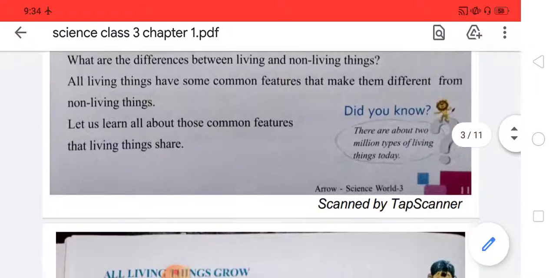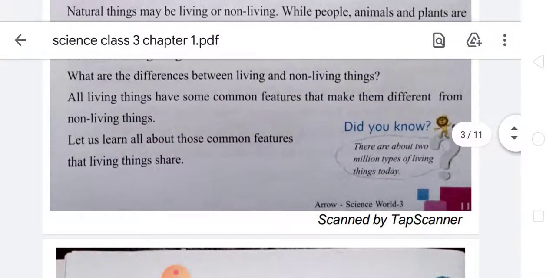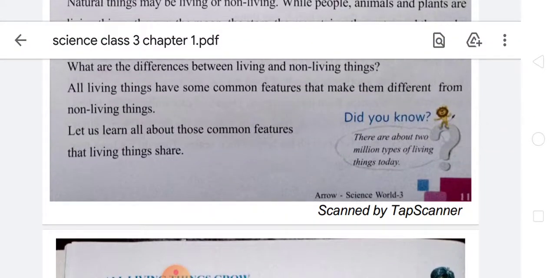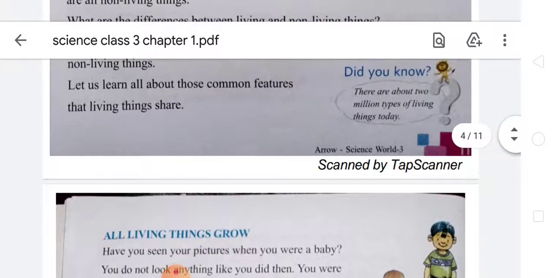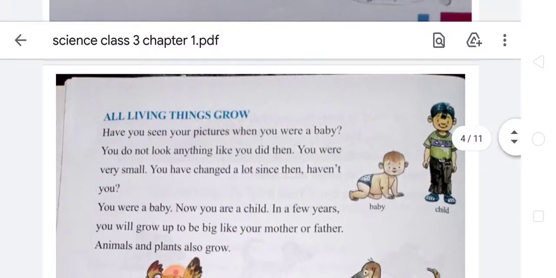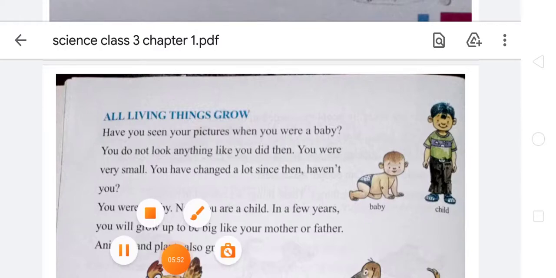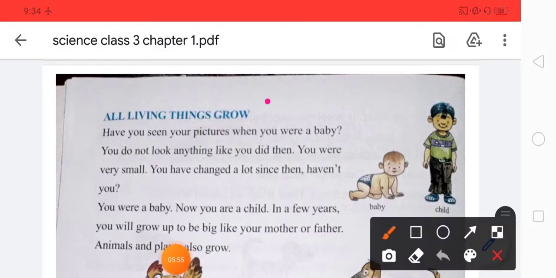Now we talk about the features of living and non-living things. The first one is that living things grow. All living things grow. This is the first feature of any living thing.